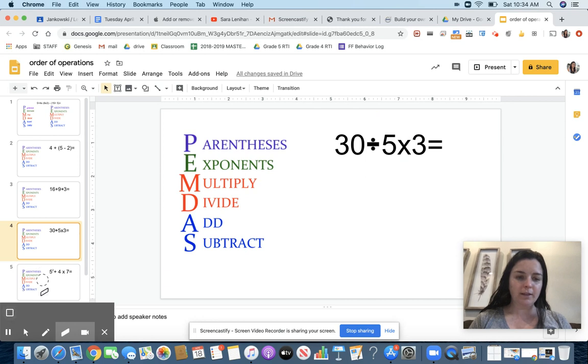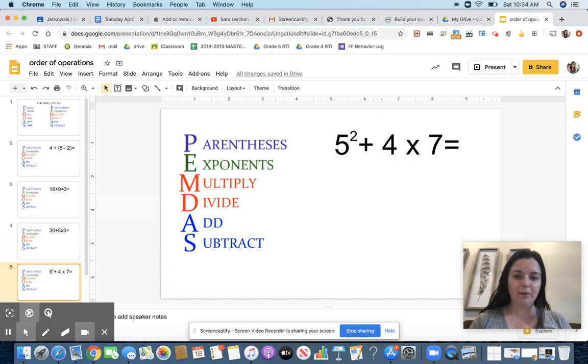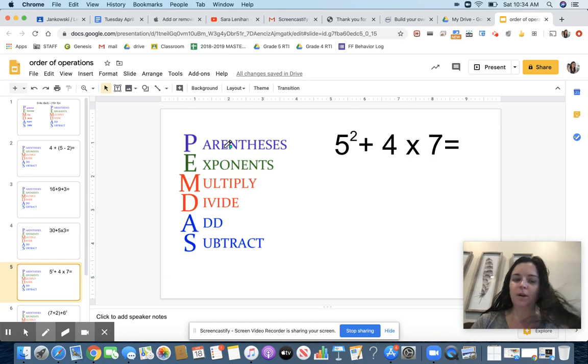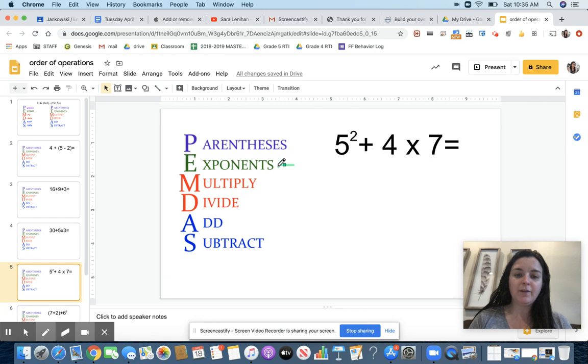All right. Let's look at a different problem. This one, 5 to the second power plus 4 times 7. Let me look at my order of operations. Parentheses, there are none, so you don't have to do anything there. Next, I look for exponents. I have to do my exponents before I can multiply or divide.